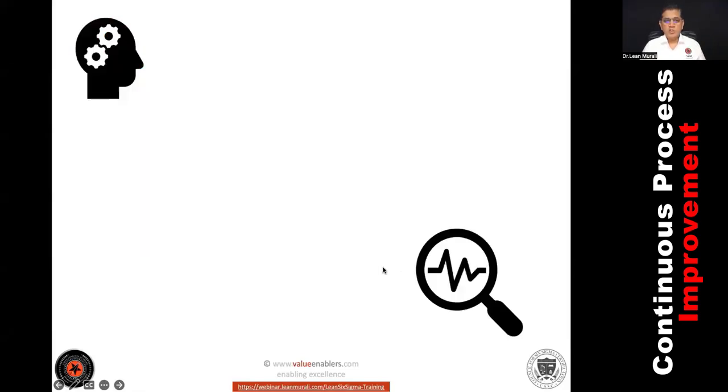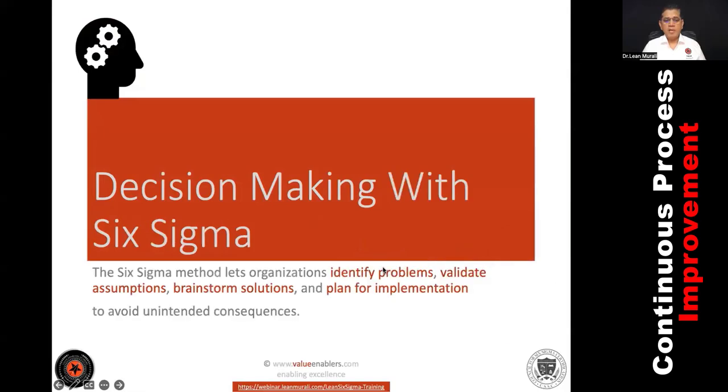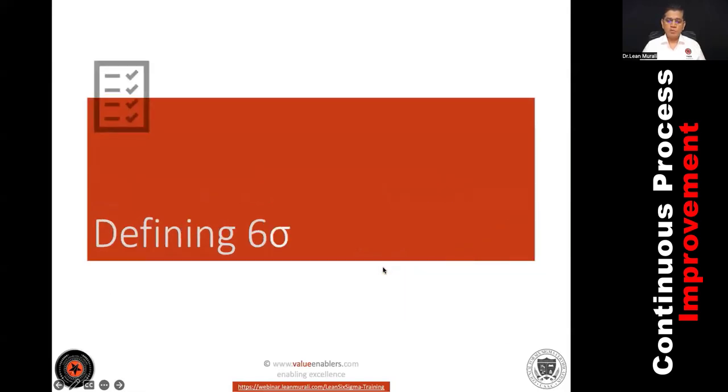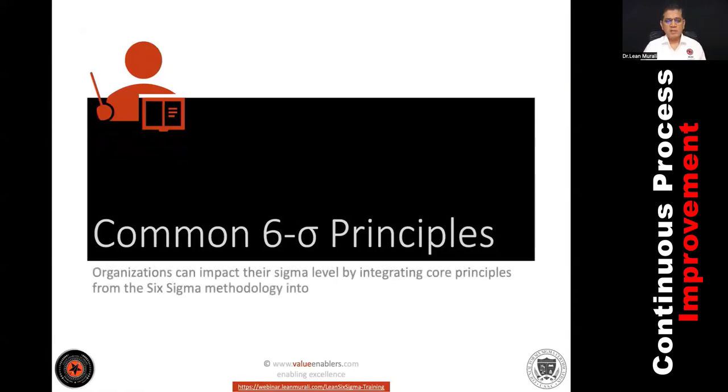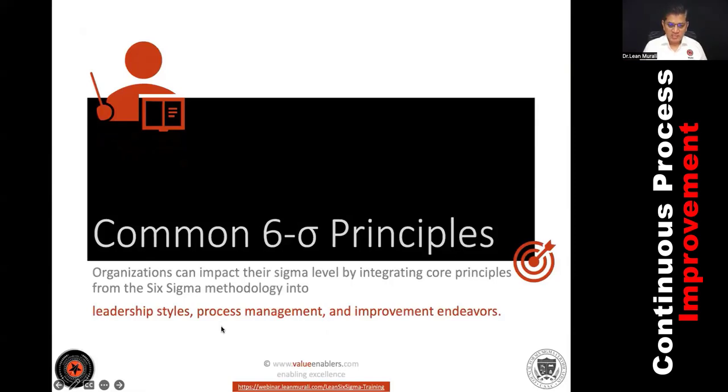Data-driven processes and decisions is what we were talking about, and we were talking about data making without Six Sigma. We have covered defining Six Sigma. We have spoken about some common Six Sigma principles. And in common Six Sigma principles, we said, please listen carefully, organizations can impact their Six Sigma level by integrating core principles of Sigma into 3 things: leadership styles, process management, and improvement endeavors.